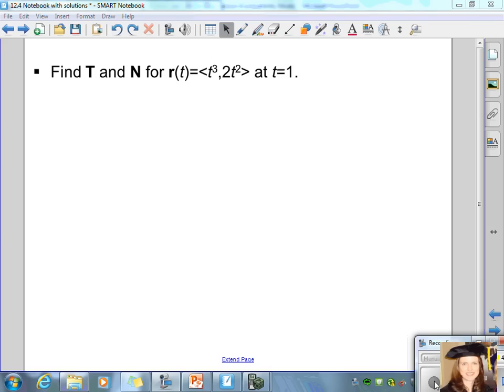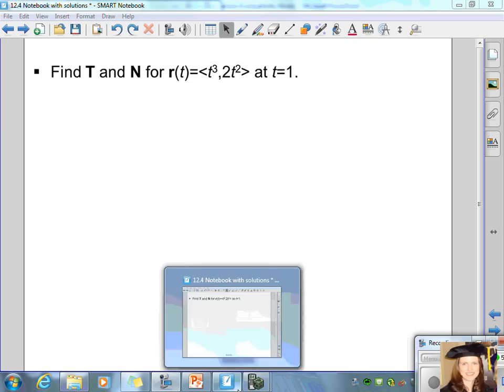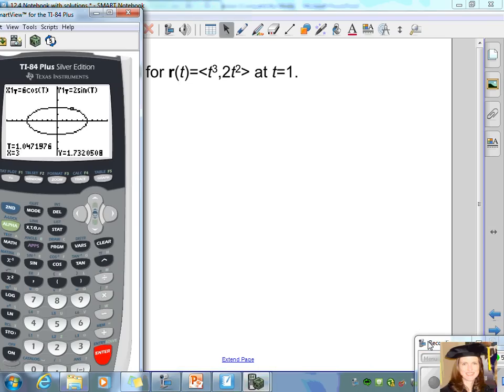This video is going to go over a few more examples from section 12.4. In this example, we want to find the unit tangent vector and the principal unit normal vector for the vector valued function given by r of t equals a vector with components t cubed and 2t squared at the time t equals 1. You can use a graphing calculator to sketch the path and determine where t equals 1 would be located on the vector valued function.